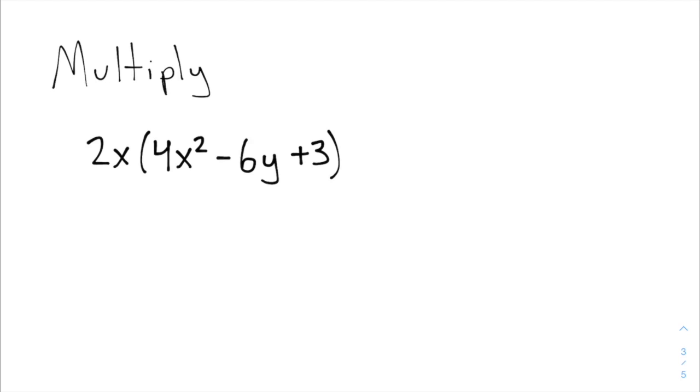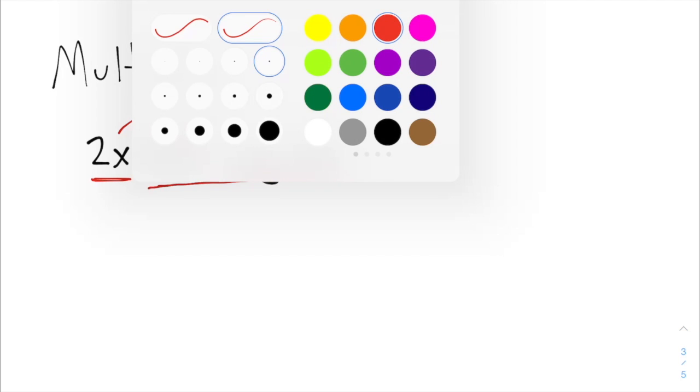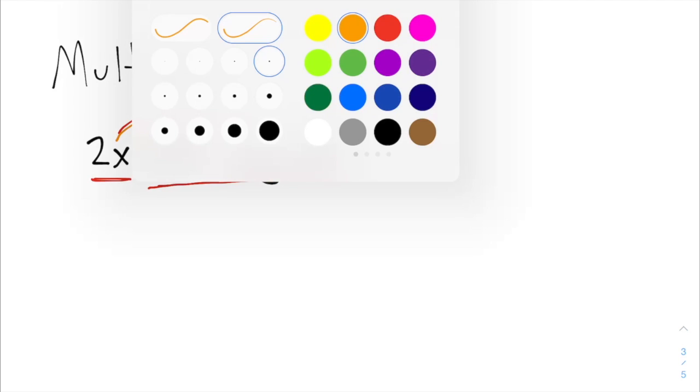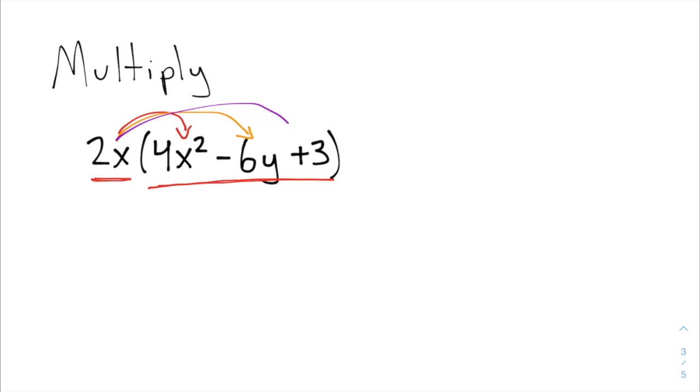Here we have a multiplication problem, and in this case we have a monomial with one term multiplying a trinomial, a polynomial with three terms. So in this situation, what we can think about is it's a lot like distribution, where this monomial is going to multiply everything inside the parentheses. So there's going to be 3 multiplications to do.